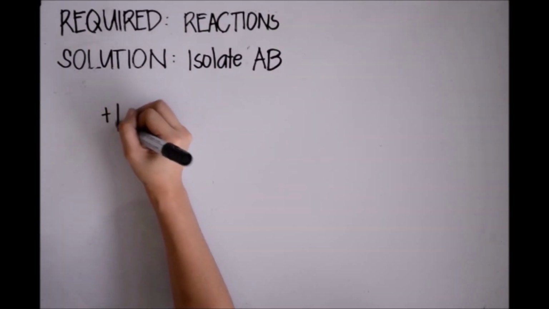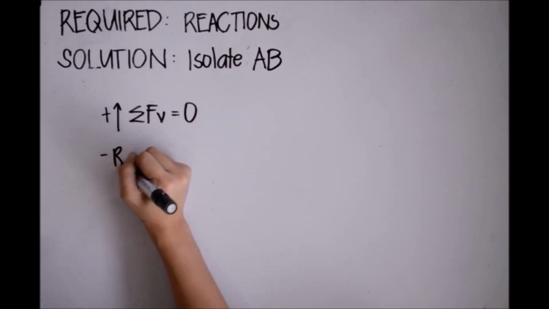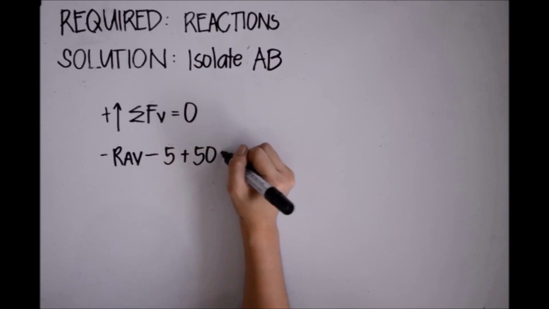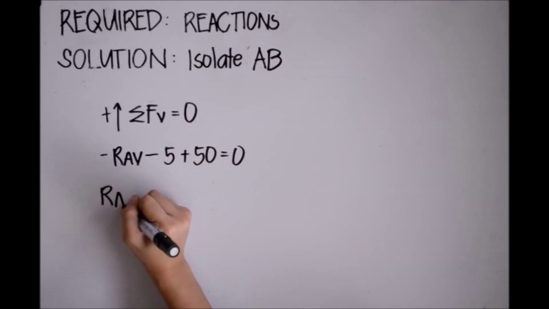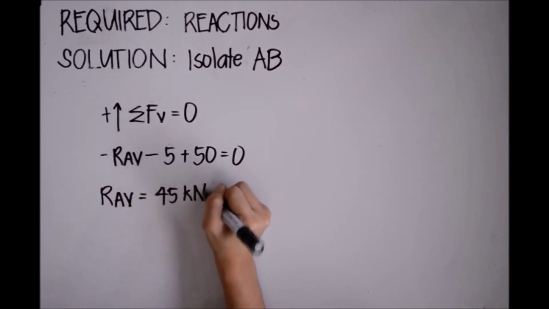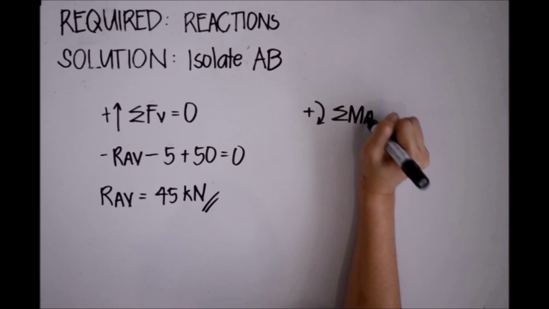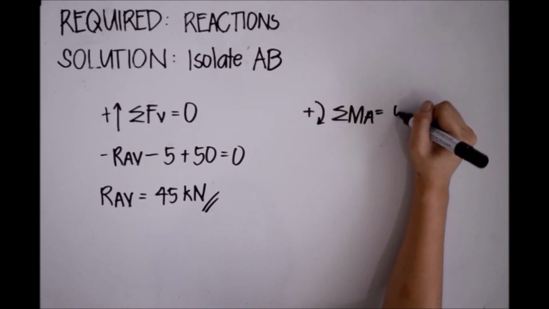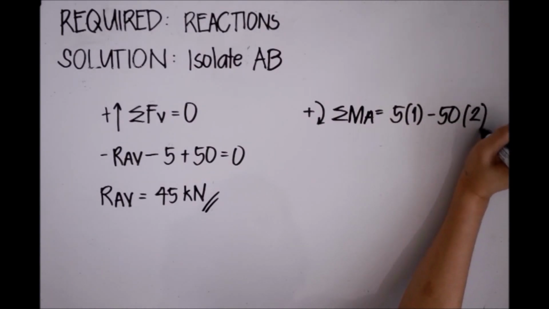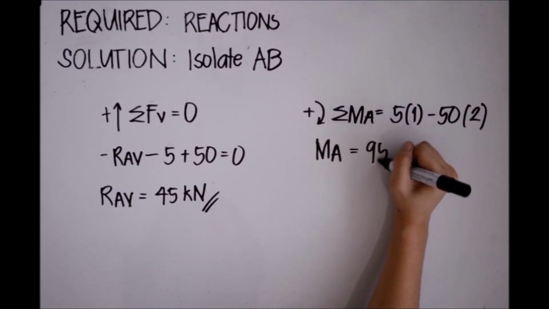We now isolate section AB. By summation of forces vertical equal to 0, we have negative RAV minus 5 plus 50 is equal to 0. We will have the vertical reaction at A, which is 45 kilonewtons. By summation of moment at A, we have 5 times 1 minus 50 times 2. We will now have the moment at A, which is 95 kilonewton meter.